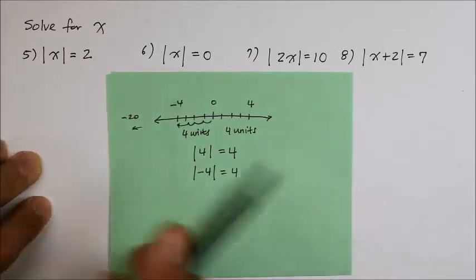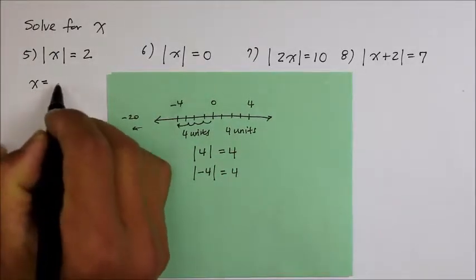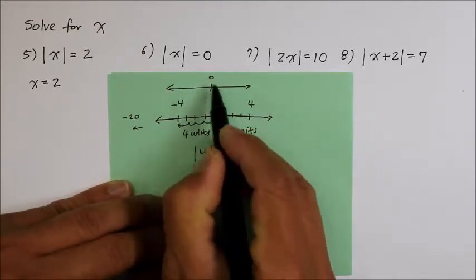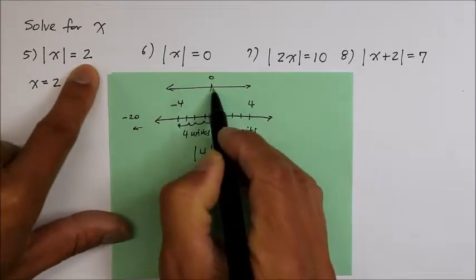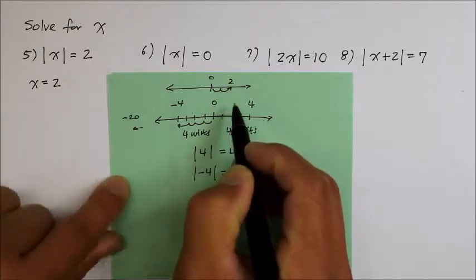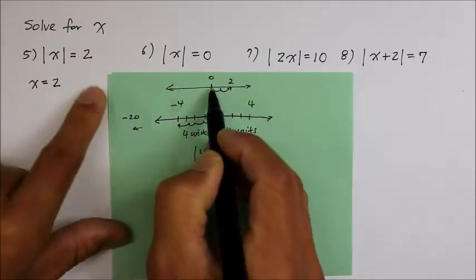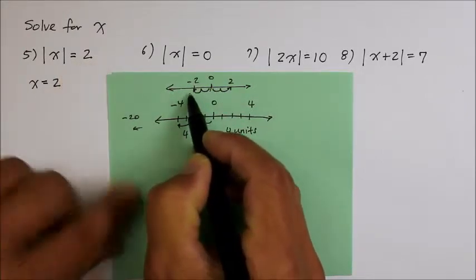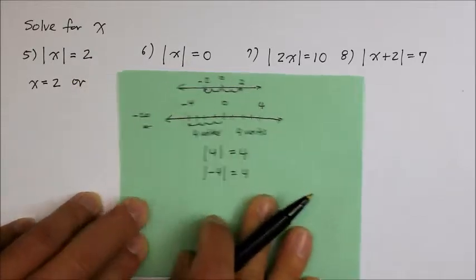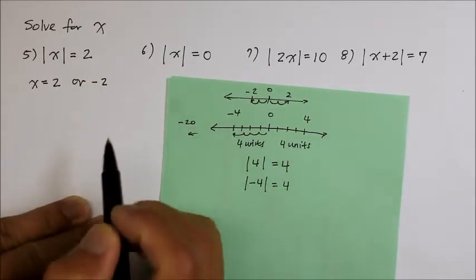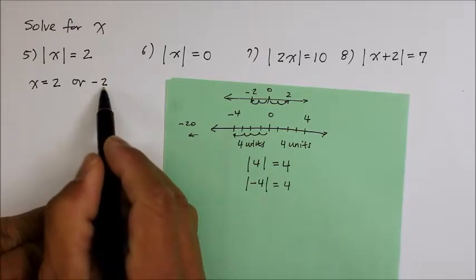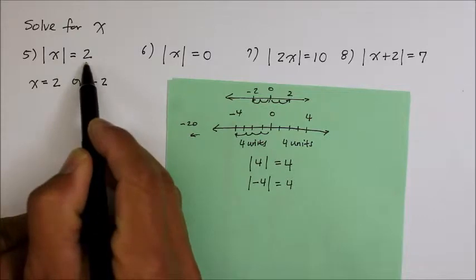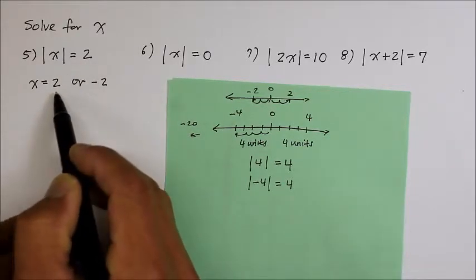Well, x can be either 2, because remember, here's a number line, here's the origin. If you went 2 units this way, it'll be positive 2. But also, if you went 2 units that way, that'll be negative 2. So you have to say 2 or negative 2. Those are the 2 possible answers when they ask you, where will you be if you were 2 units away from the origin?